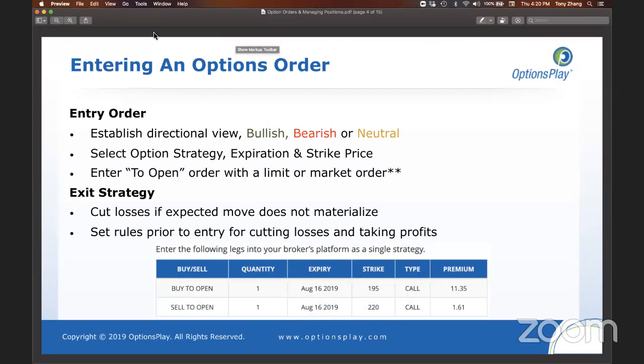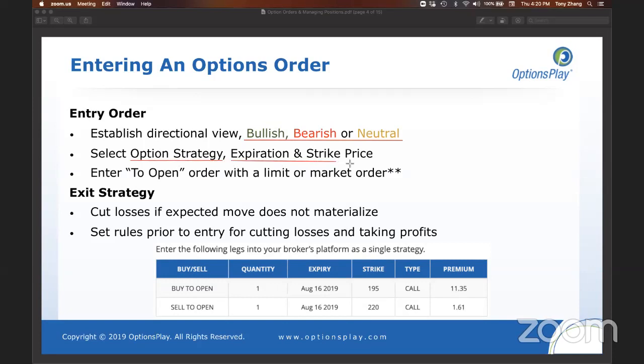First, every single order entry originates with establishing some kind of view on an underlying stock or ETF. Whether you have a bullish, bearish, or neutral view, you must first have that directional view. That view will help you determine, number one, what option strategy you want to trade, and more importantly, what expirations and strike prices you want to use. Those are the first two steps required to open an options trade.